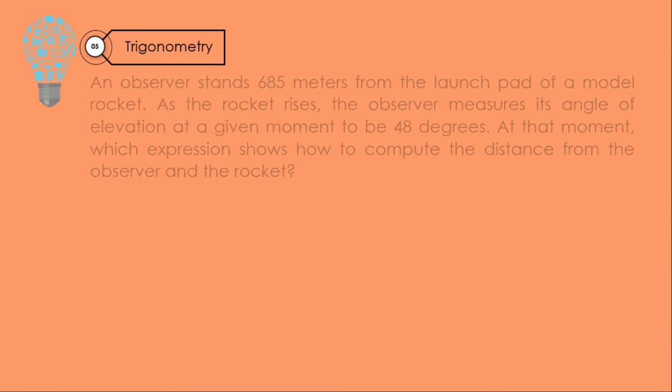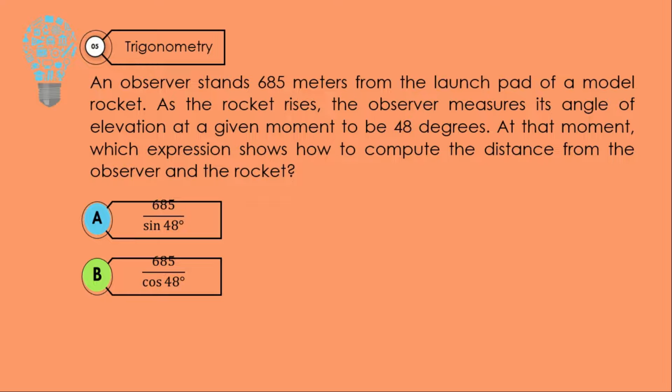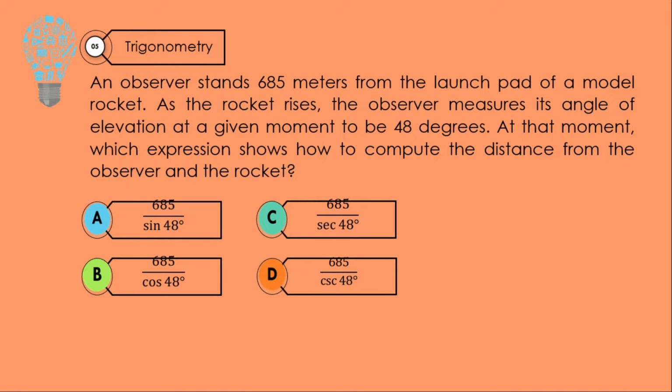Moving on to the last and final question in our mathematics review and tutorial. An observer stands 685 meters from the launch pad of a model rocket. As the rocket rises, the observer measures its angle of elevation at a given moment to be 48 degrees. At that moment, which expression shows how to compute the distance from the observer and the rocket? A. 685 over sine 48 degrees, B. 685 over cosine 48 degrees, C. 685 over secant 48 degrees, D. 685 over cosecant 48 degrees.